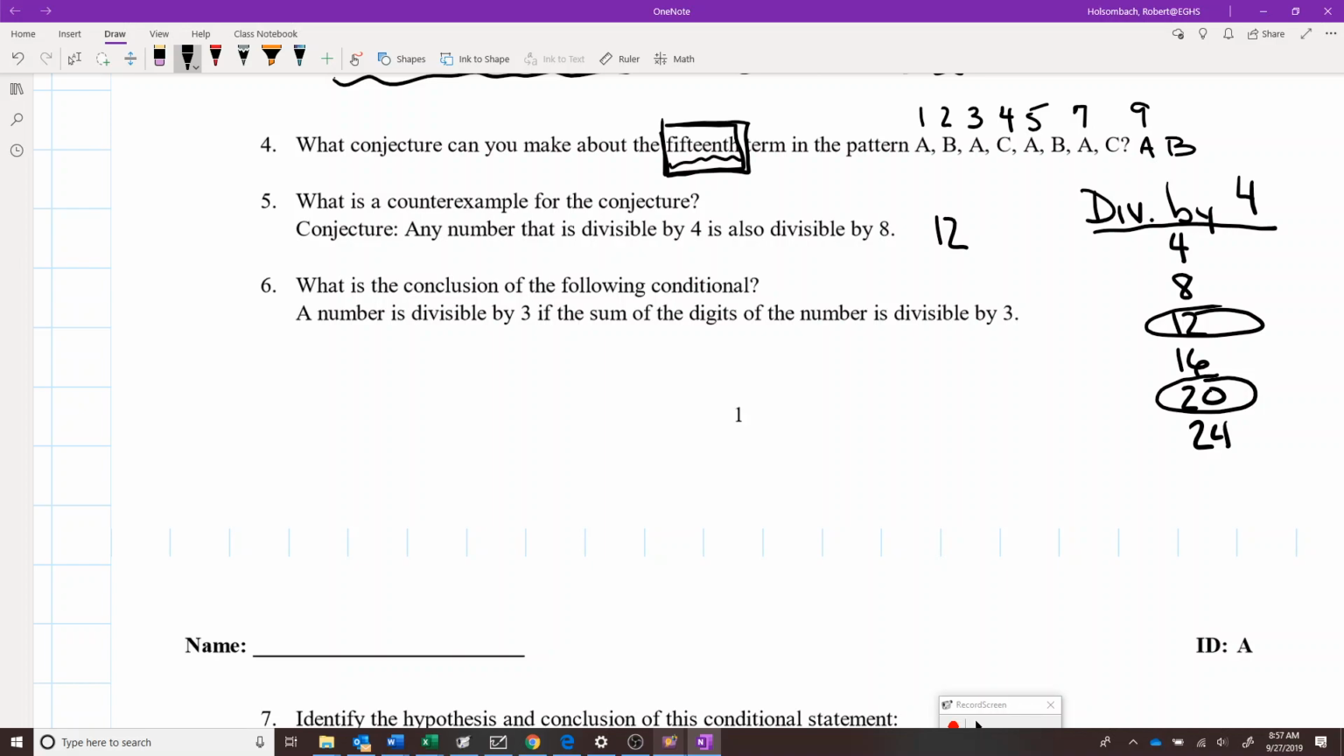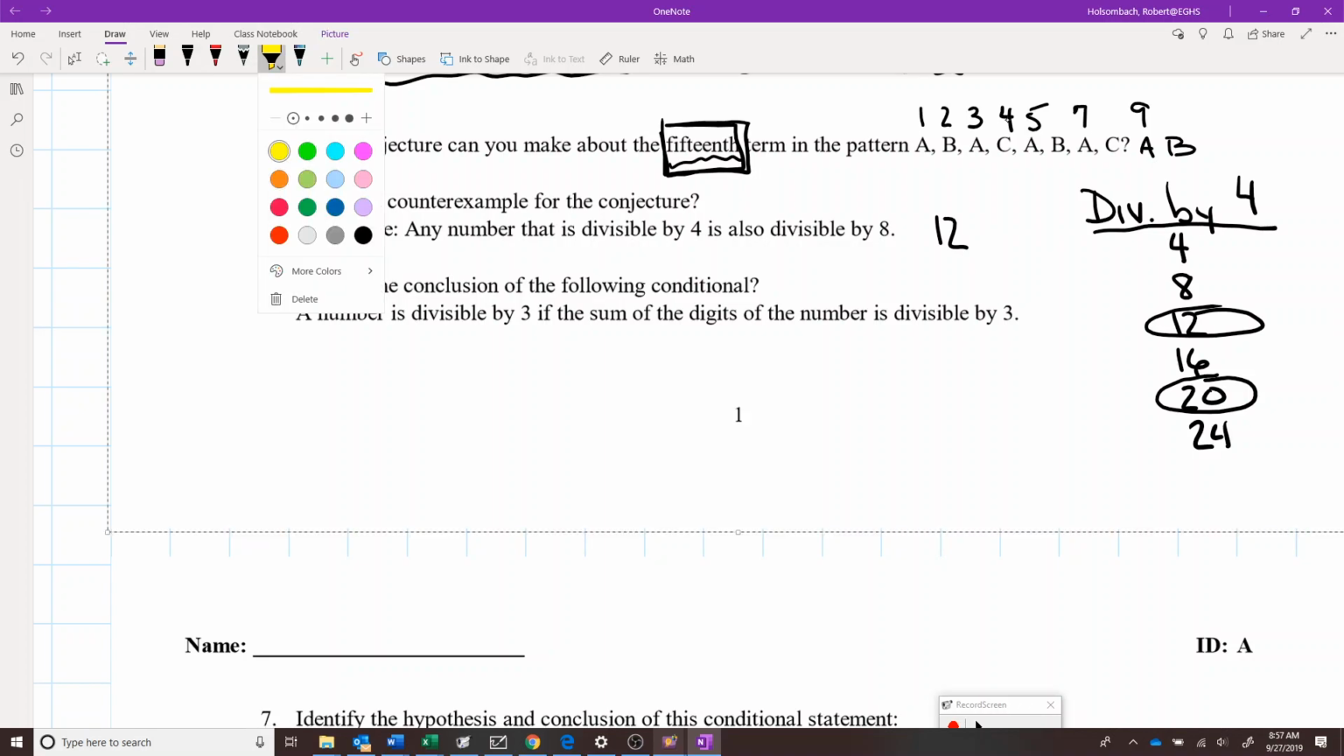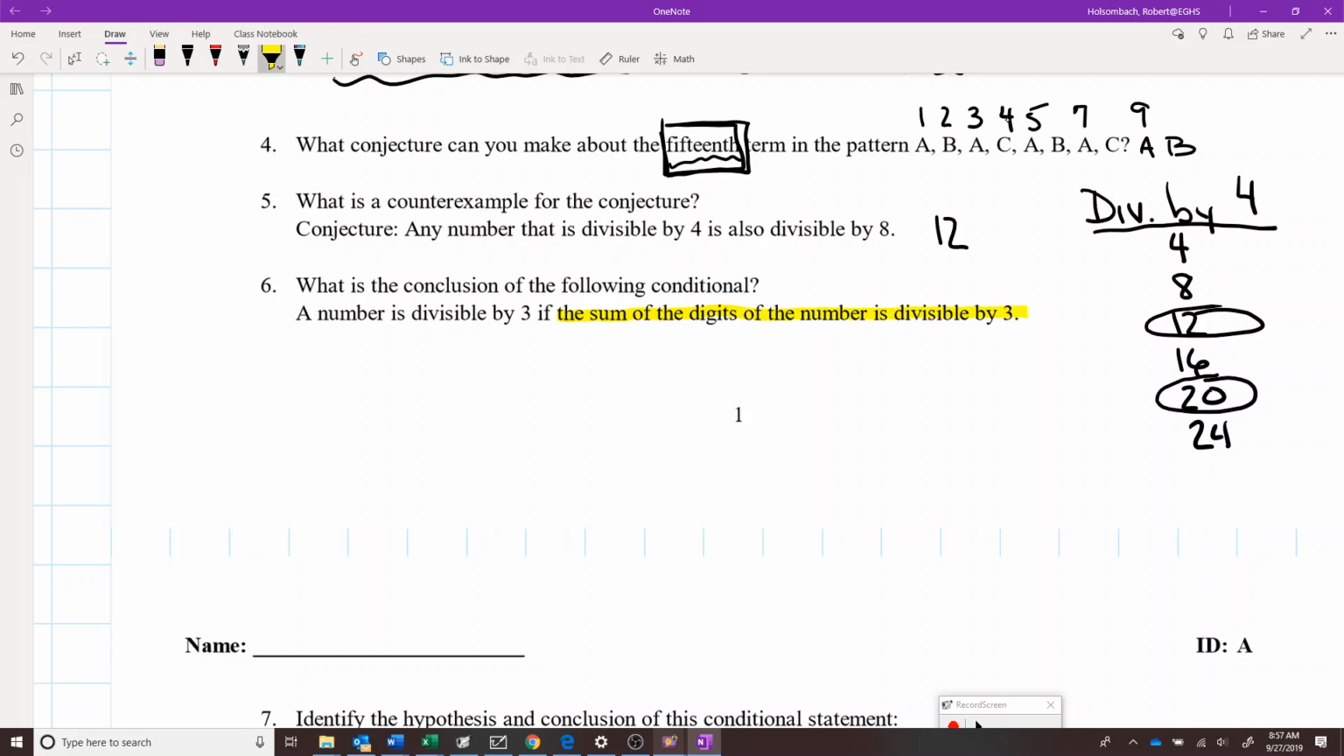All right, number 6. What is the conclusion of the following conditional? The conclusion is what follows the then. So, highlighter. I'm going to highlight the hypothesis. The hypothesis follows the if. So here's what follows the if. That is the hypothesis. The conclusion follows the then. But in this case, there isn't a then. When there's not a then, the rest of the statement is the conclusion. So there it is. All right, there's your conclusion.